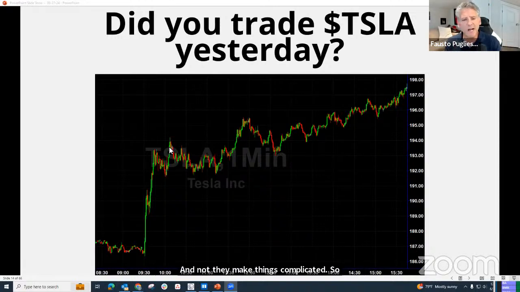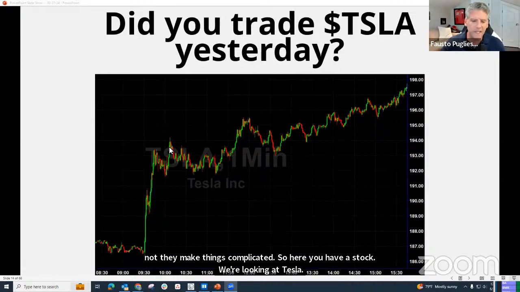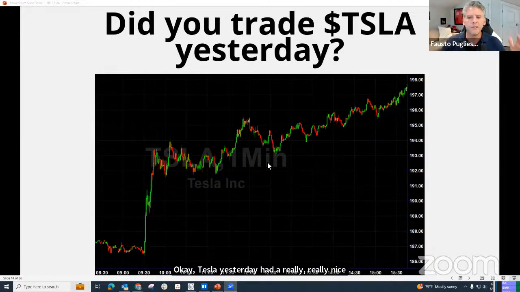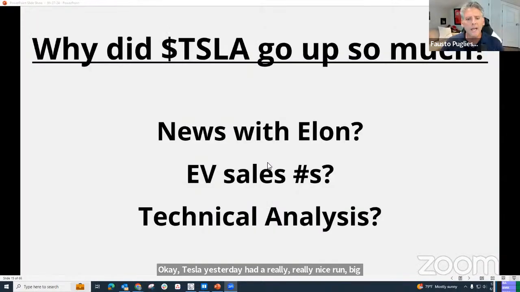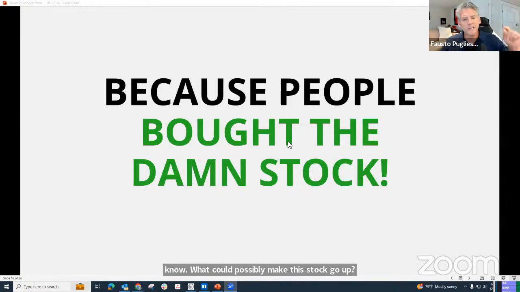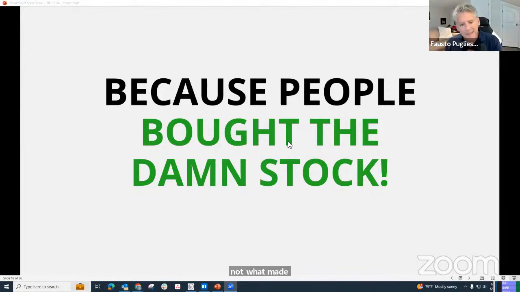So here you have a stock. We're looking at Tesla. Tesla yesterday had a really nice run, a big move. But the question is, why did Tesla go up? Was it news on Elon? Was it EV sales? Was it technical analysis? I don't know. What could possibly make this stock go up? Any of those three things could have made it go up, but it's not what made it. What made that stock go up is buyers. That's why the stock went up.